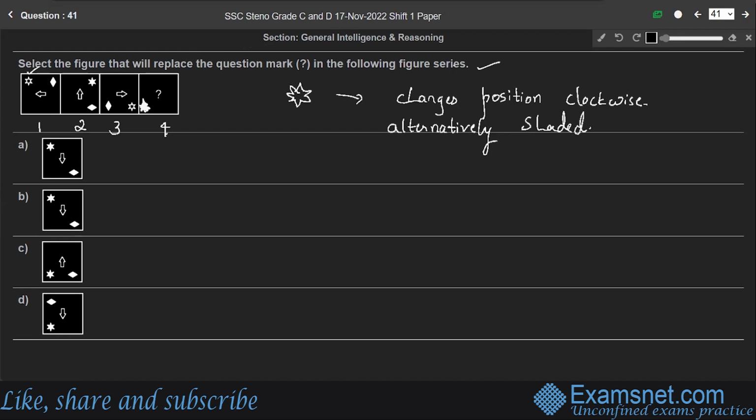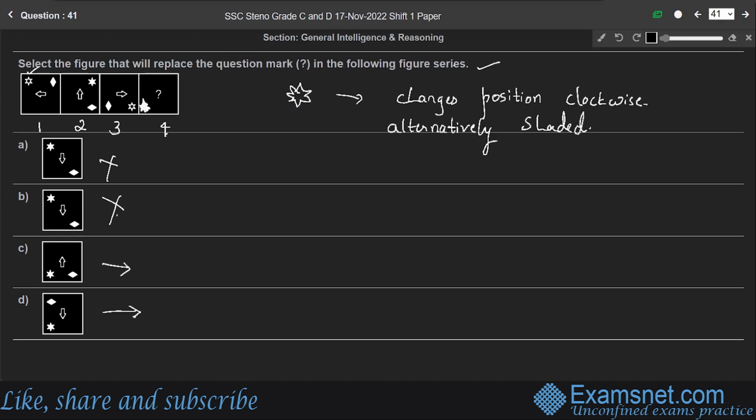So look at the 4 options. In options A and B, its position is different, whereas in options C and D, its position is the bottom left corner. No need to consider options A and B. So either option C or D will be the right answer.